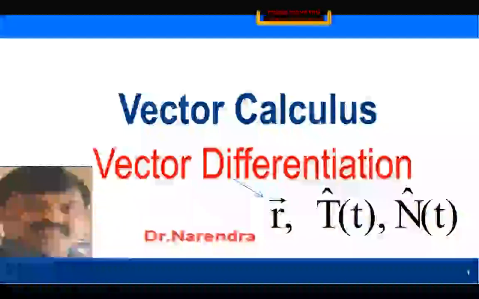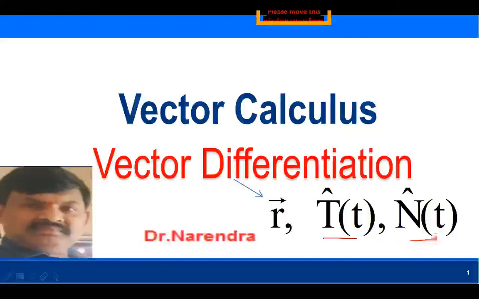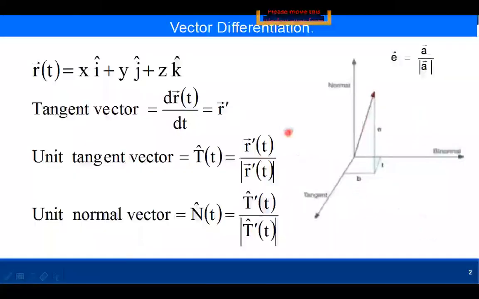Hi friends, in this lecture we will study how to find the unit tangent vector and unit normal vector. So generally r bar is any position vector, which is given by xi plus yj plus zk. Then what is the tangent vector? The tangent vector is given by the derivative of r bar with respect to t, so dr by dt, or simply write r bar dash. So the derivative of r bar is the tangent vector.